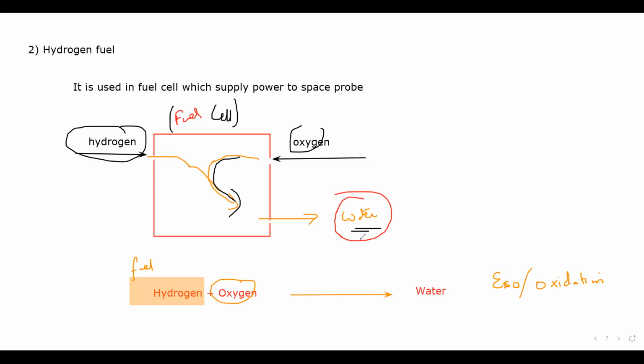So hydrogen plus oxygen produce water. The reaction is exothermic and also oxidation because it is addition of oxygen. So that is a simple way: hydrogen reacting with oxygen to give water.